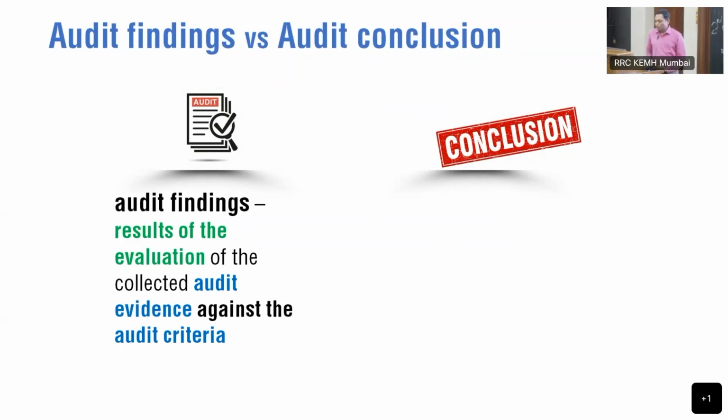The result of evaluation of the collected audit evidence against the audit criteria. What does the criteria say? There should be root cause analysis of the ICA's outlier. That is not done. So, root cause analysis of the ICA's outlier has not been done. That will be my audit finding, because I am corroborating that audit evidence with the audit criteria and coming to a conclusion; that is the audit finding.